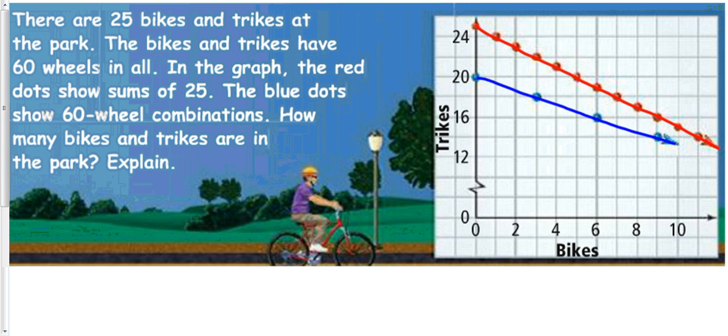And at some point, if we kept these going, the red line and the blue line would eventually cross each other. And that would tell us where the 60 wheel combinations and the 25 combinations have the same number of bicycles and the same number of tricycles. So what we're going to try to do here is solve the linear system by graphing a line. And we'll see how to do that.